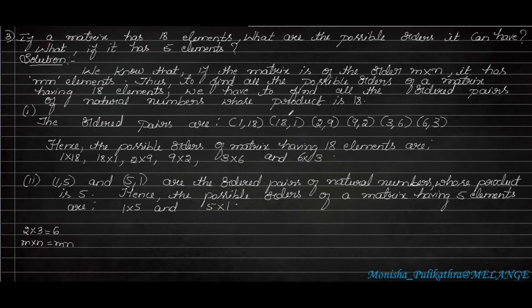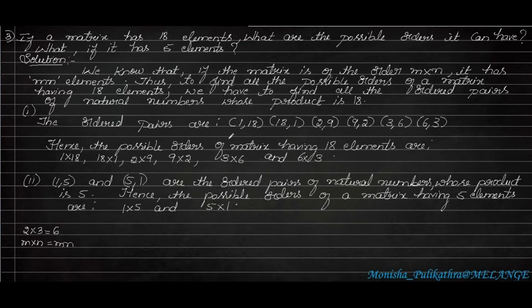1 into 18 is 18. 18 into 1 is 18. 2 into 9 is 18. 9 into 2 is 18. Next, 3 into 6 is 18 and 6 into 3 is 18. So these are the ordered pairs of natural numbers whose product is 18.